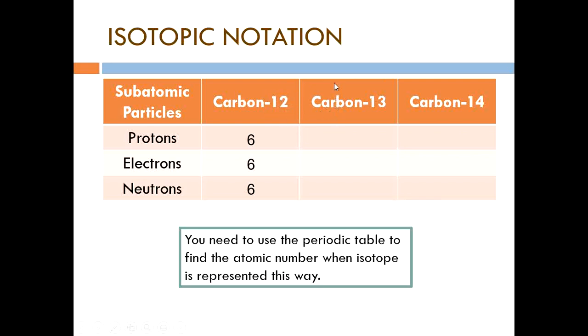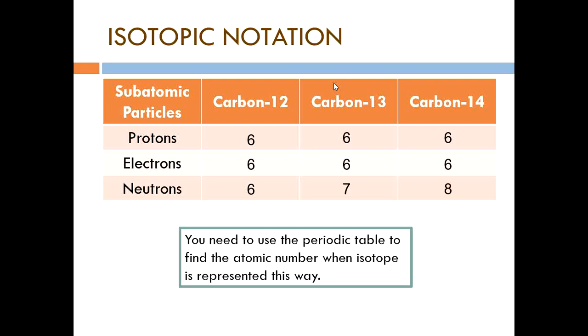So let's take a look at carbon 13. How many protons? Well, remember, it's the same element, so 6 protons. 6 protons means 6 electrons, but this time how many neutrons? 13 minus 6 is equal to 7. Now let's do carbon 14. Again, the same element, therefore 6 protons, 6 electrons to match the protons, and this time how many neutrons? 14 minus 6 is equal to 8.